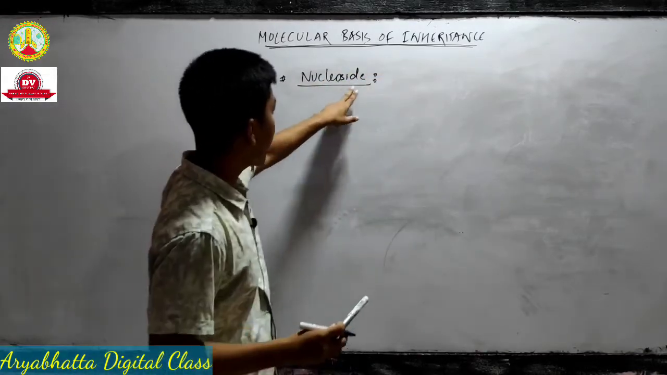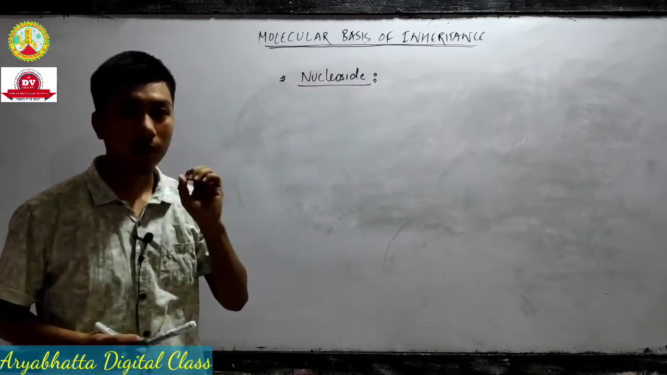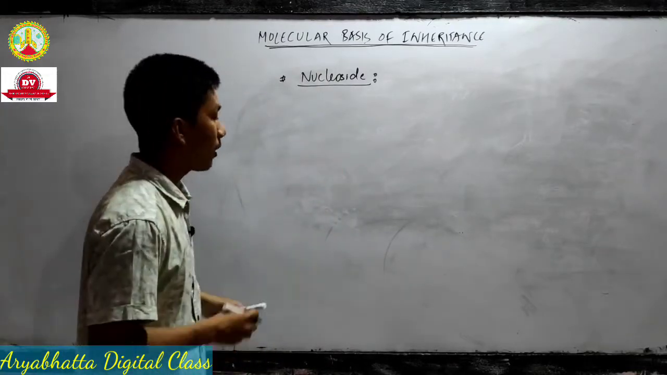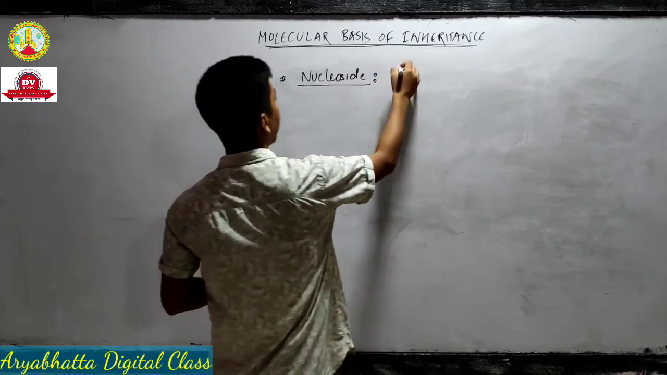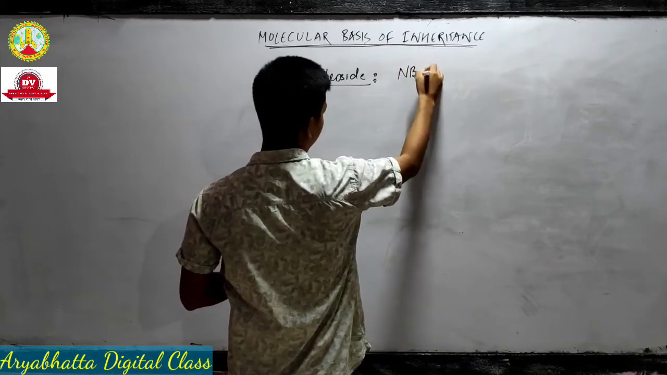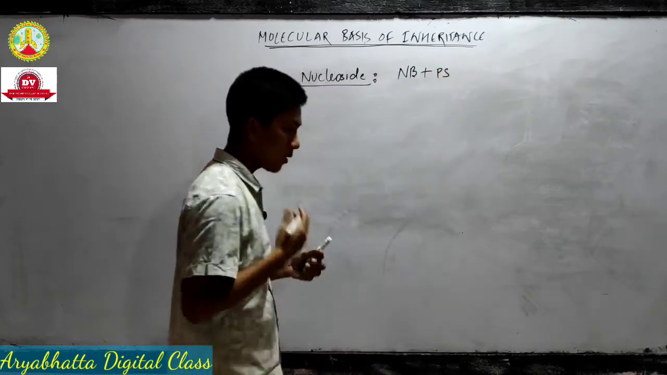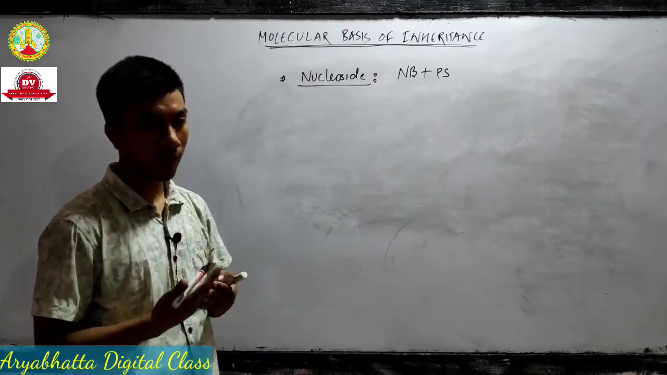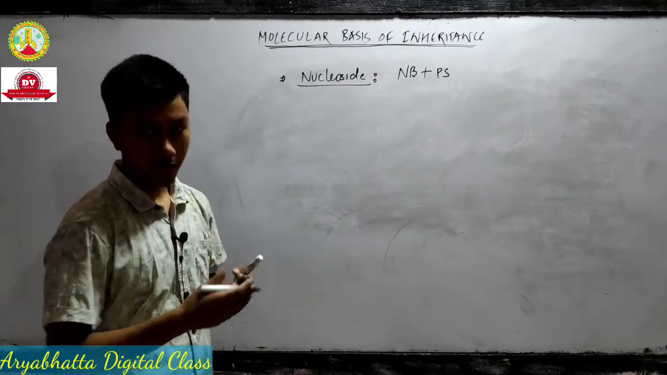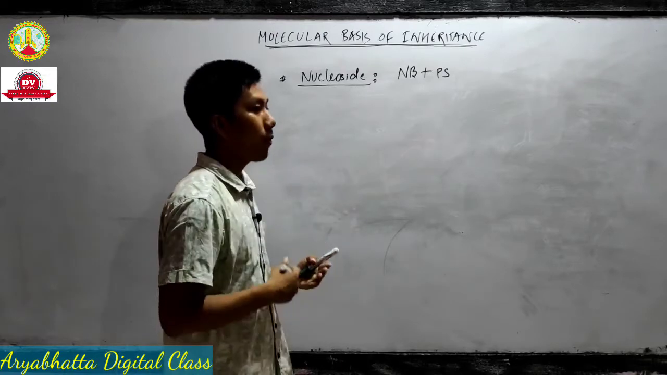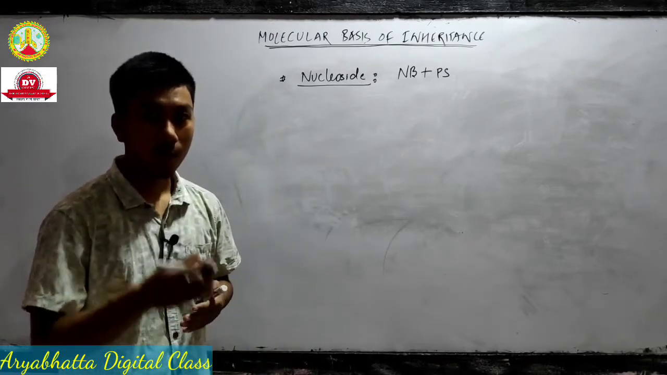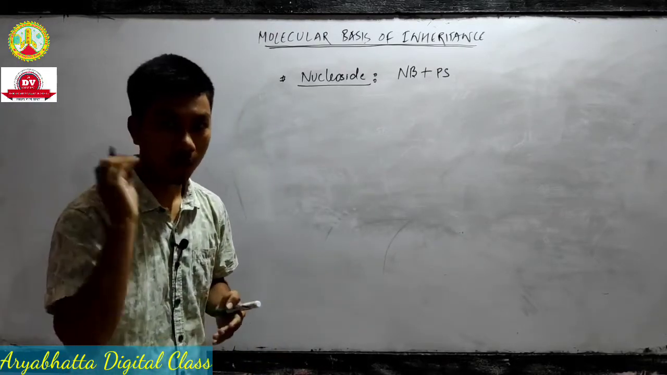Nucleoside, S-I-D-E. What is nucleoside? You need to know. It's made up of two things: nitrogenous bases and pentose sugar. These combine together and form a nucleoside. So when there is a nucleoside, we add a suffix.